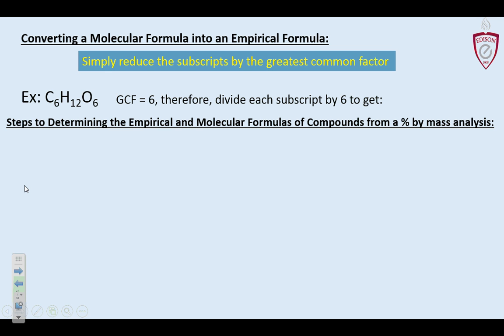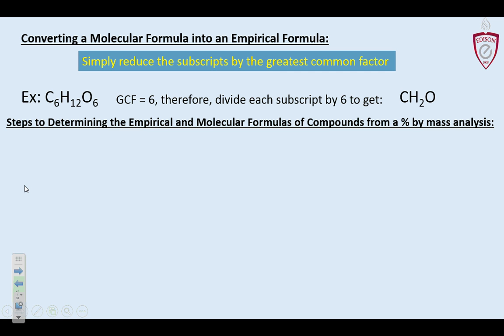While 2 and 3 are common factors, we have to keep going. We need the greatest common factor, because we're going to simplify this down to get the smallest whole number ratios. You can go ahead and do it with 3, but you're just going to find that you have to do it again. You have C3H6O3, and then you go down by 2 again. So there you go.